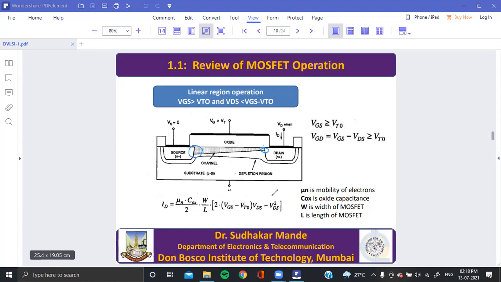So in this way, you can find out the current flowing in linear region. If the MOSFET is in linear region, then you have to use this equation. But suppose I now increase the drain voltage, let us see what happens.